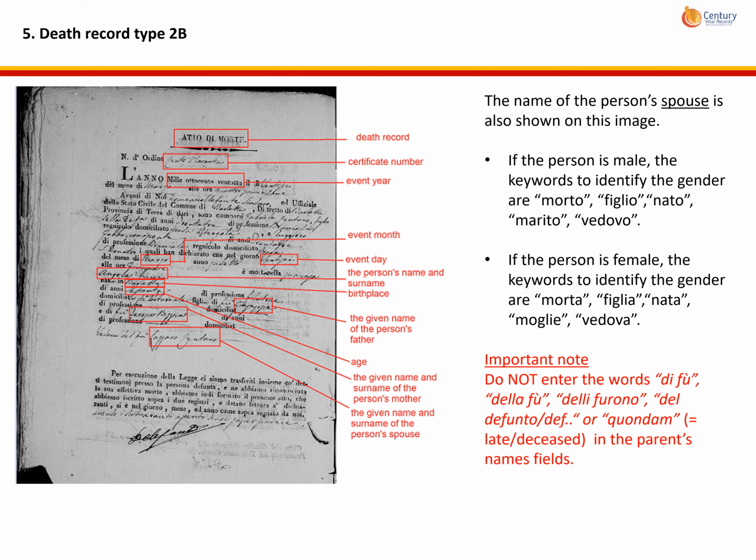This image is very similar to the previous one, but in this one, the name of the person's spouse is also shown on the image. Look at the keywords which help you identify the person's gender. Do not enter words which indicate that the father, mother, or spouse are deceased. Capture only their names.